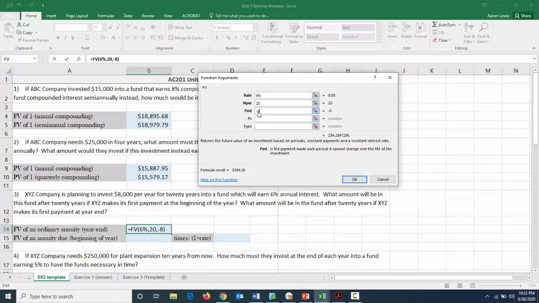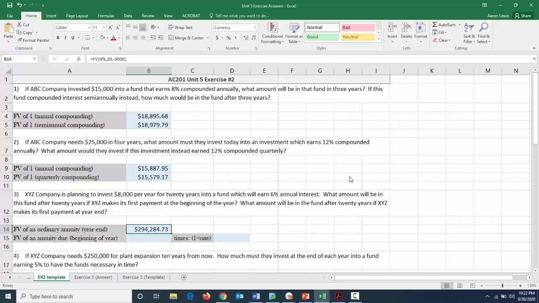Let's make that negative. And it tells us that if we put in $8,000 a year for the next 20 years, earning 6% annual interest, the fund will be worth $294,284.73 at the end of those 20 years. Well, what happens if we do this at the beginning of the year instead? Well, if we do it at the beginning of the year, we get that one extra compound, right? Because the money is sitting in there in the first year.